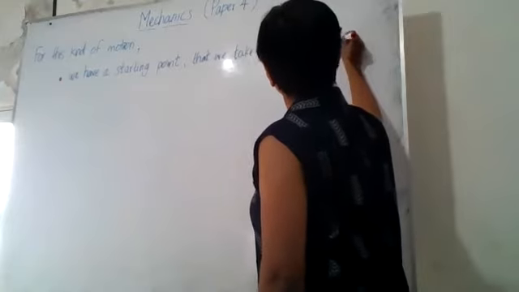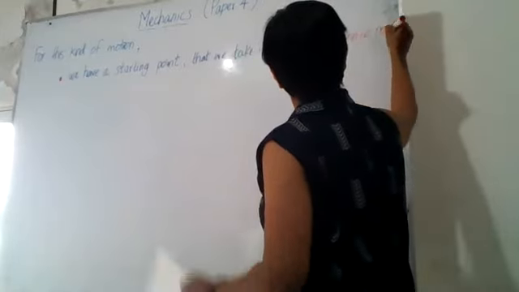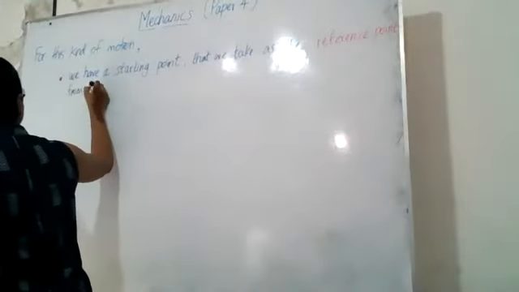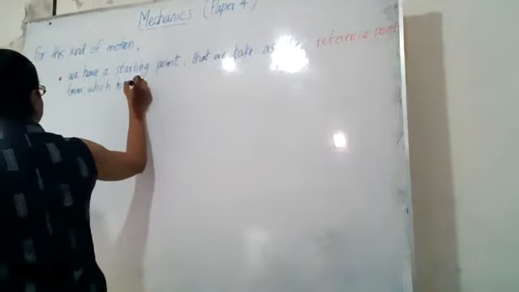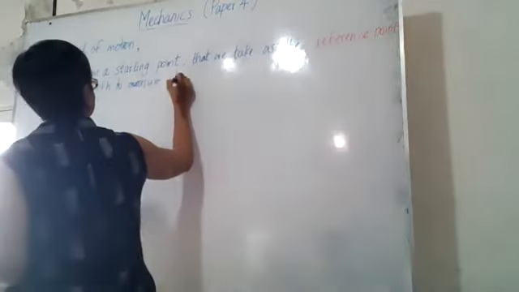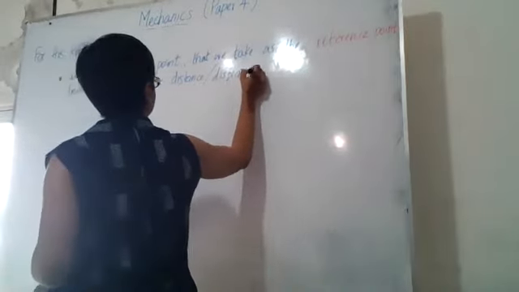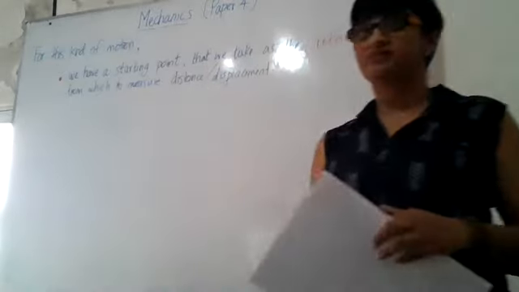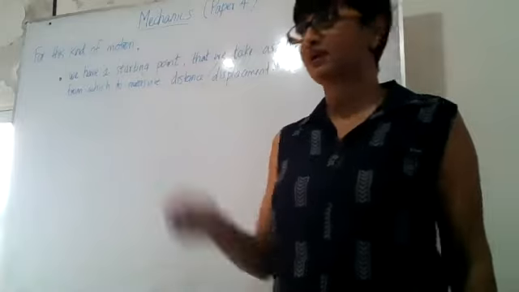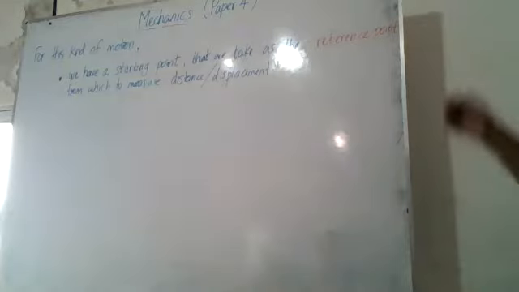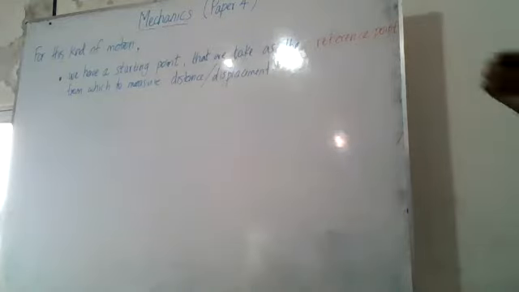That we take as the reference point from which to measure distance or displacement. Because remember, for both distance and displacement, you have to start measuring from some point. That would be the starting point of the motion. We call it the reference point. So with respect to that, you measure the distance traveled.